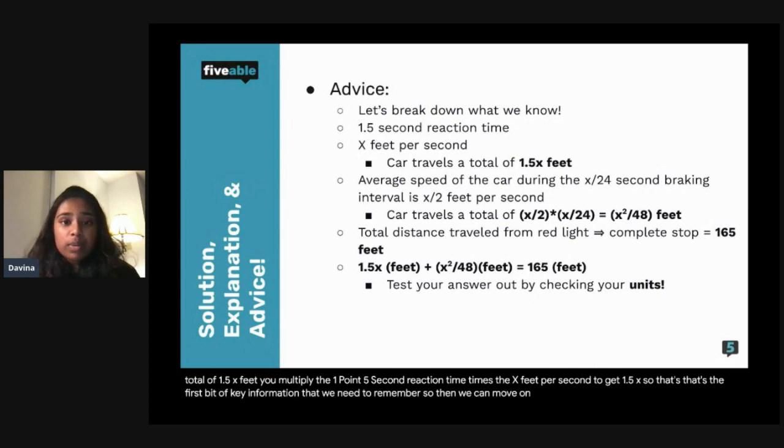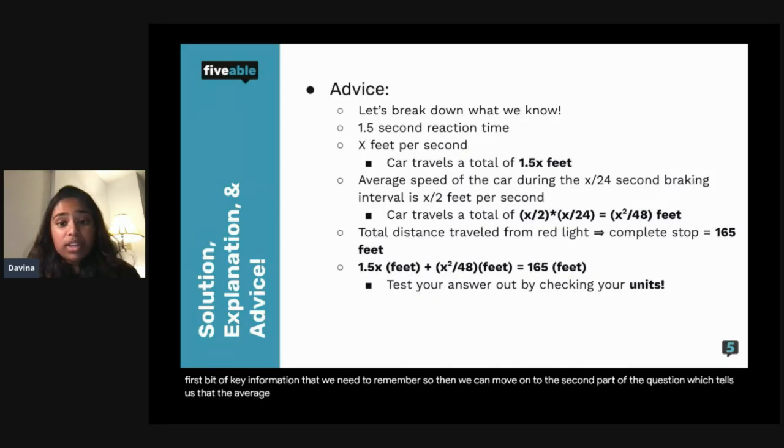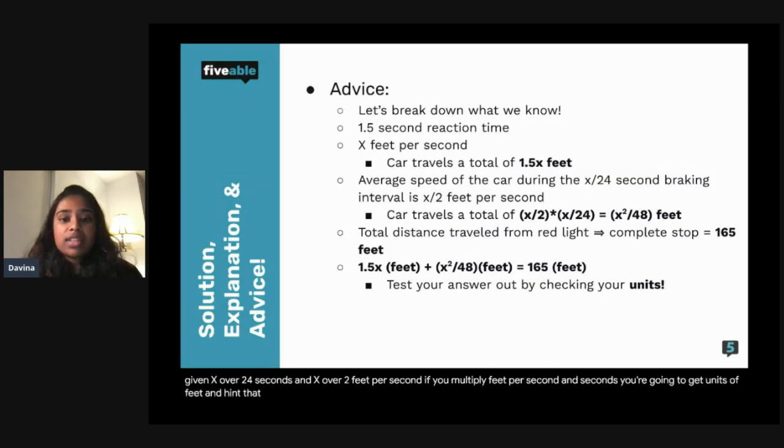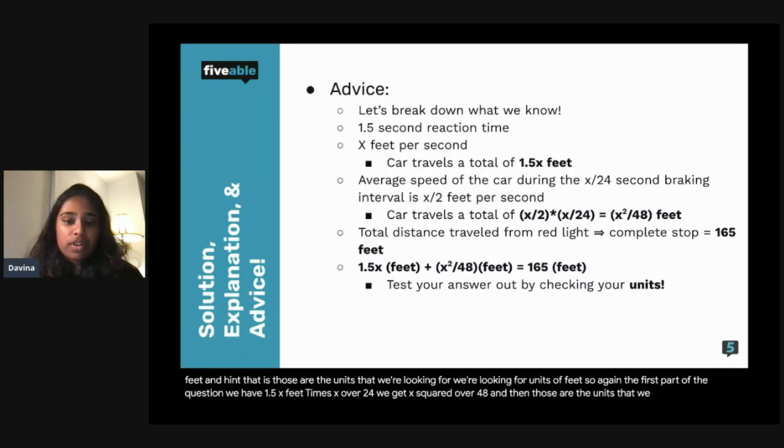Then we move on to the second part of the question, which tells us that the average speed of the car during the x over 24 second braking interval is x over 2 feet per second. If you multiply feet per second and seconds, you get units of feet, and hint, those are the units we're looking for. So the first part gives us 1.5x feet, and when we multiply x over 2 times x over 24, we get x squared over 48, and those units are feet as well.